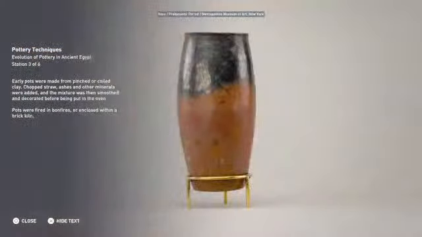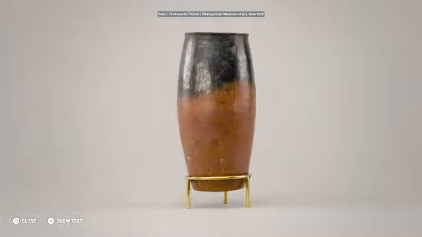And this vase, of course, pre-dynastic period, Metropolitan Museum of Art in New York.